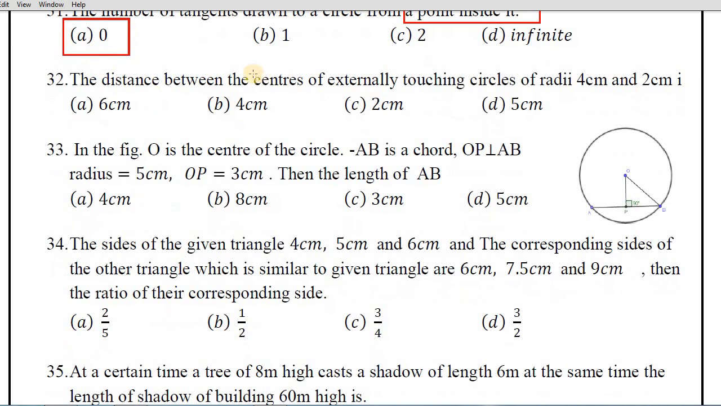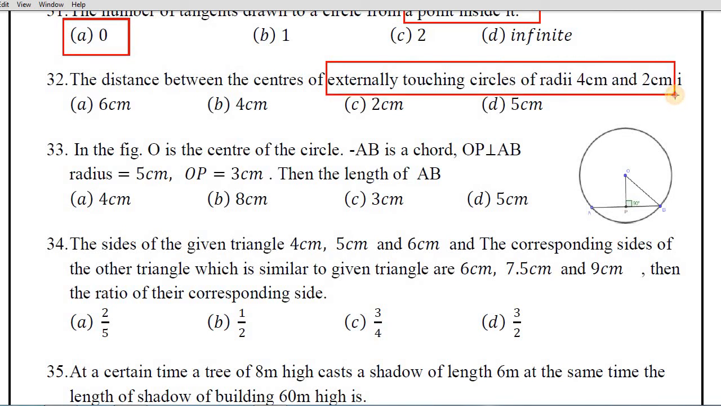Next, question number 32. The distance between centers of externally touching circles. Nice question. So here circles are touching externally. The radii of circles are 4 cm and 2 cm. What we wanted to find is the distance between the centers of these two circles. Keep it in mind, same kind of questions I have explained in the circle chapter. When circles are touching externally, you want to add the radii. So here you add this 4 to this 2, you will get 6 cm. Hence option A is 6 cm.